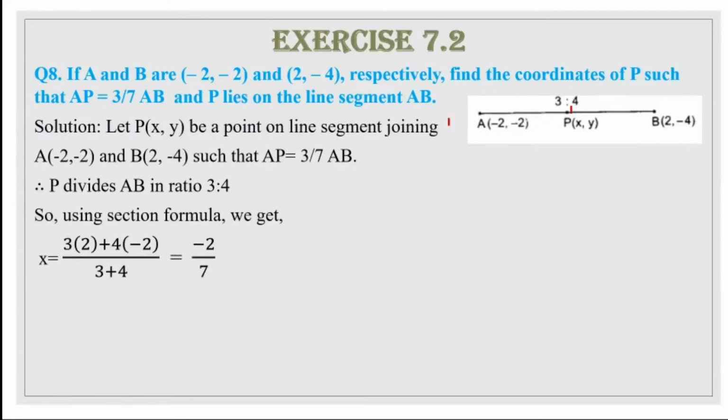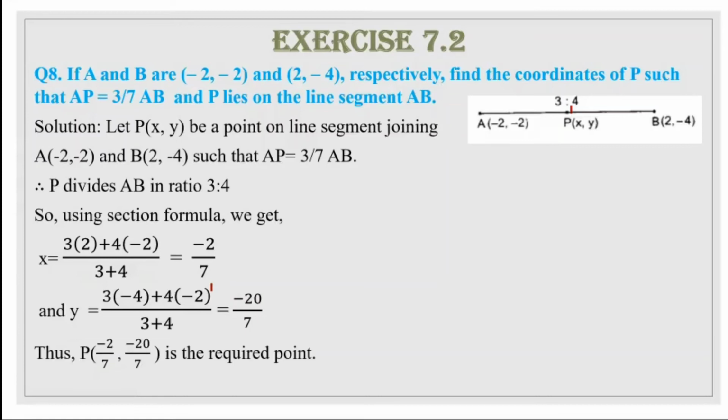We get that x is equal to, say here, 3 into 2 plus 4 into minus 2 upon 3 plus 4, that is 7. So I get the answer as minus 2 by 7. Exactly the same way, y can be found out to be minus 20 by 7. So I can find out the coordinates of point P. P is given by minus 2 by 7 and minus 20 by 7. So that is the required answer.